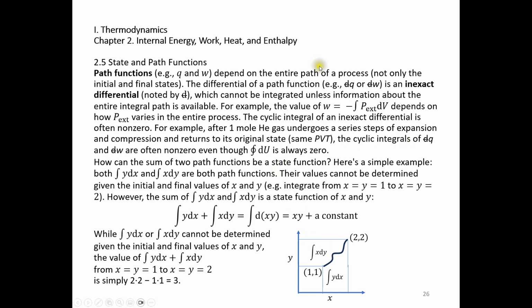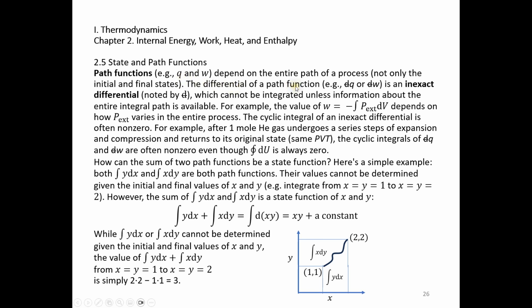Path functions depend on the entire path of a process. That means the value of a path function does not only depend on the initial and final states of the system, it also depends on the path that connects the initial and final states. Two examples are heat and work. They are both path functions.